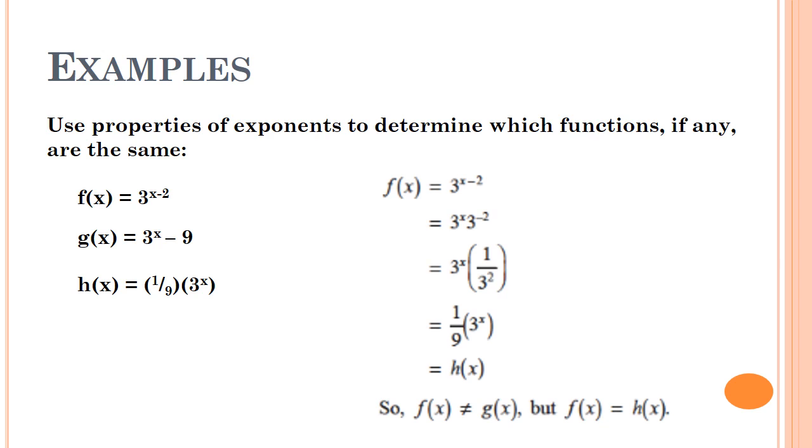Okay, so f of x is 3 to the x minus 2. Remember when you multiply, you add the powers? Or you could even think of it when you divide, you subtract the powers. They said, okay, that's the same as 3 to the x times 3 to the negative 2, which is like 3 to the x times 1 over 3 squared. Well, 1 over 3 squared is 1/9. So it's like 1/9 times 3 to the x, which is h of x. But g of x is way off, so it's nowhere near g of x. So f of x and h of x will be the same thing.